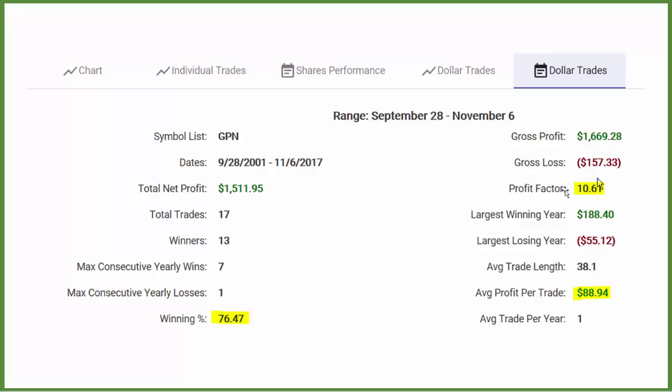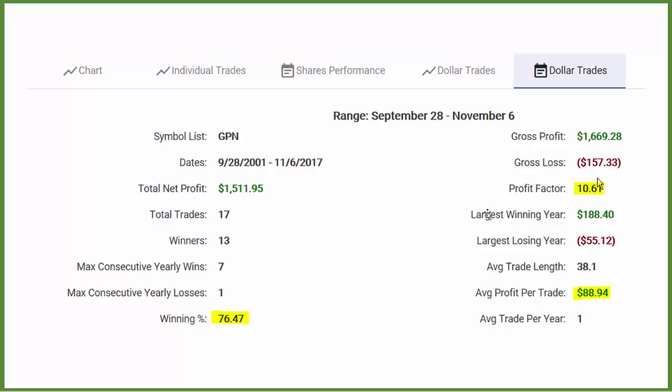What that means is that it simply divides the gross profit by the gross loss, which are these two numbers right here. So the gross profit divided by the gross loss comes to 10.61. And that's a very, very good number. And then I take a look at the largest losing year. That's an excellent small losing year compared to the largest winning year, and the average profit per trade is 88.94.